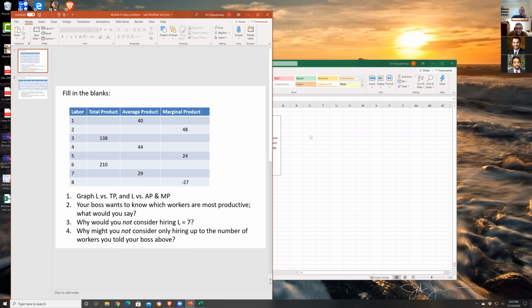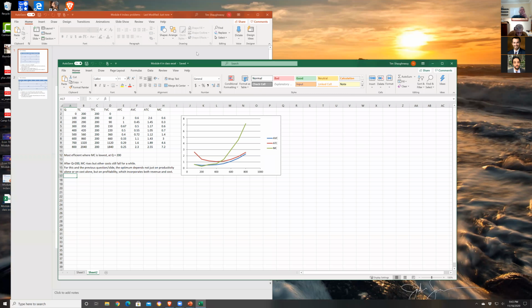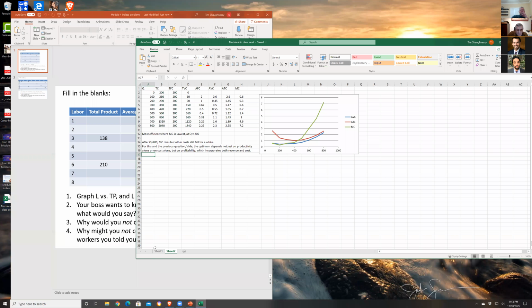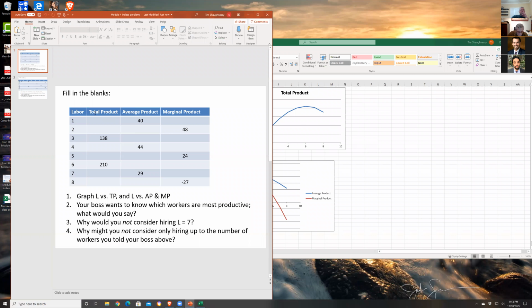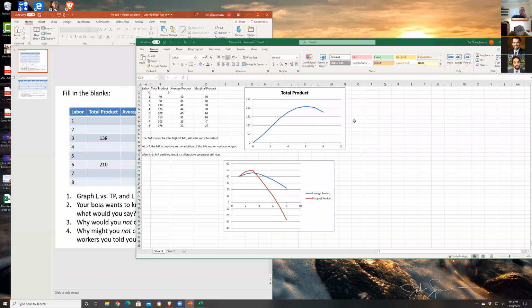Yeah, here. So in the marginal product in the first, it should be 0 because I think you had it here at 40. Or did you just assume the first labor is the one who produced the 40, that's why you had the marginal product as 40?